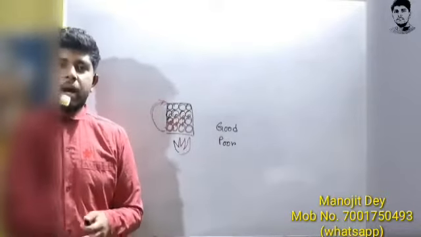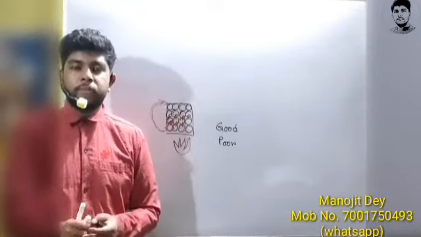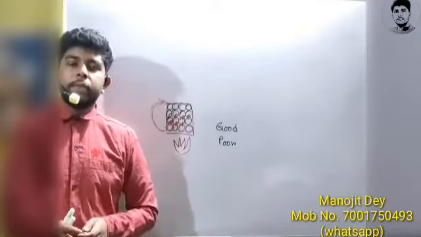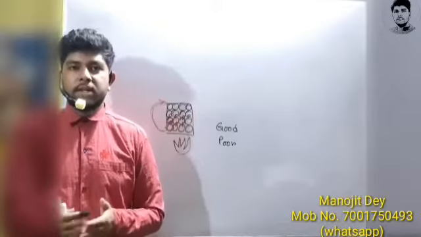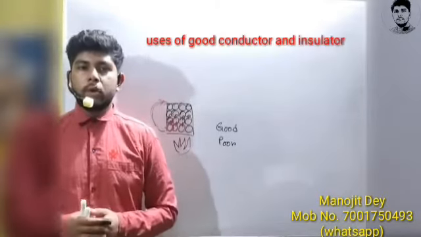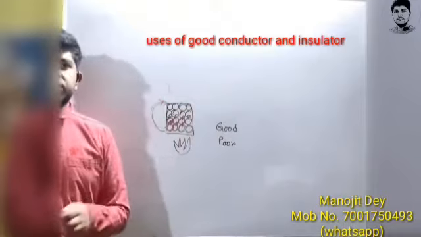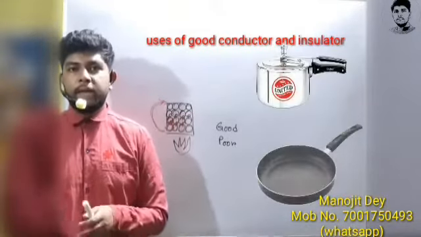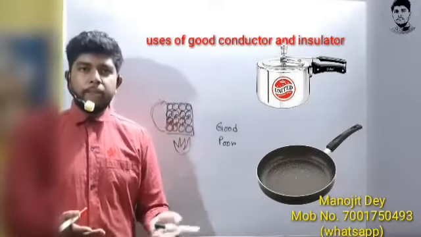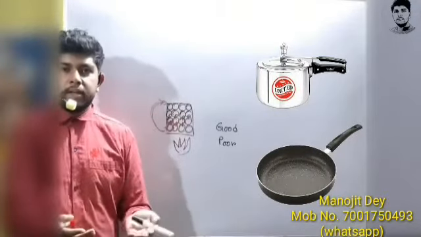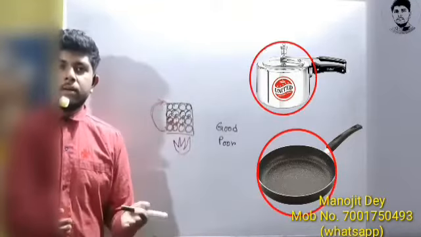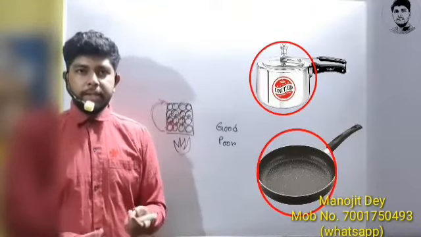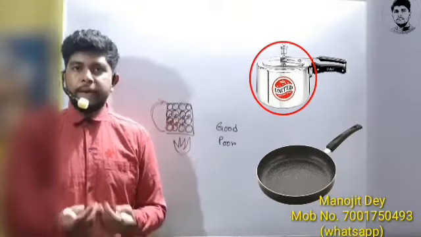Okay, so now you know how heat can transfer from one point to another point. So you know what is a good conductor and what is a bad conductor. Now I am going to discuss with you the uses of good conductors and bad conductors. You see, in your house there are some cooking utensils like pressure cookers and frying pans. One part of the cooking utensils is made of metals. Metals are basically good conductors. So some parts of the cooking utensils are made of metal because heat flows in that material very easily.